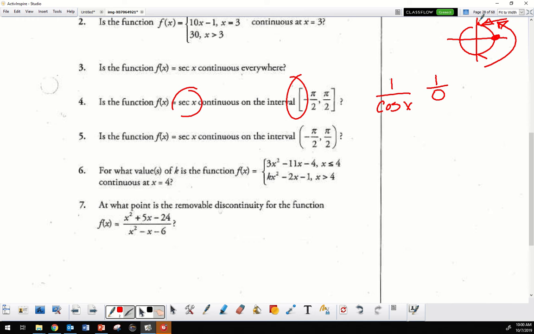So that means it is continuous on the open interval here. On the closed interval, no, it is not. So yes, it is continuous on this one, but not on this one. Okay, and what was the other one? 4, 5, 6?